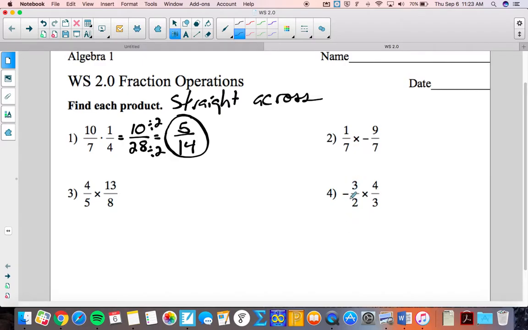Number 4 is a little bit different because I see that this is a negative fraction, so I'm going to rewrite it with the negative sign on top, or maybe you want to cross off the negative sign and move it to the top. It's the top number that's negative. So multiply straight across. We get negative 12, and on the bottom 2 times 3 is 6. Now try to simplify this fraction. This one's kind of weird because 6 actually goes into 12. So negative 12 divided by 6 is just negative 2. Our answer is not even a fraction.